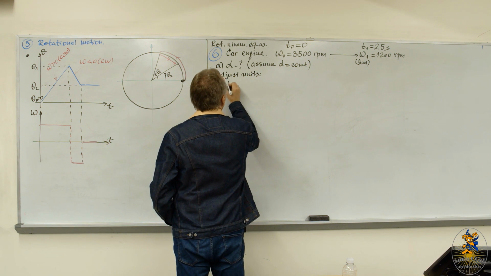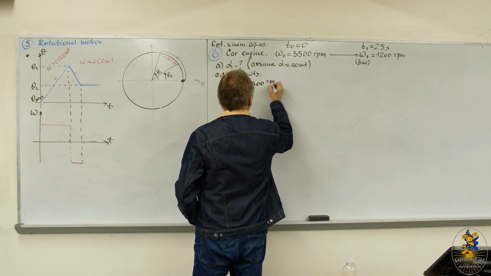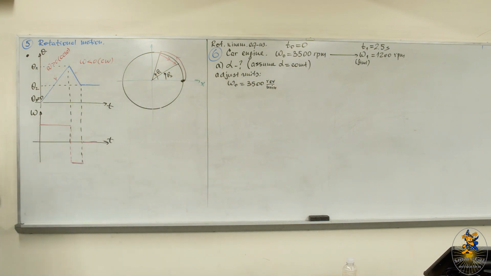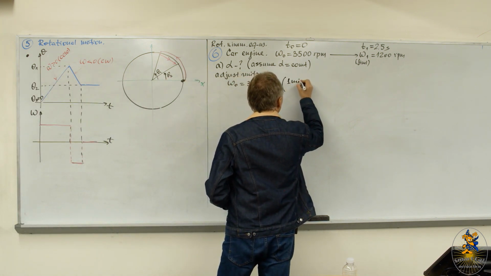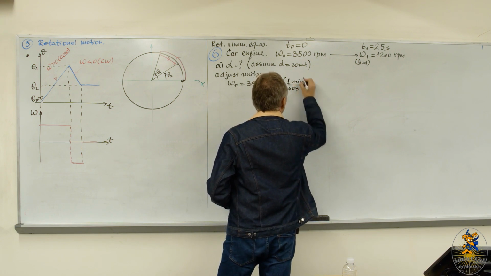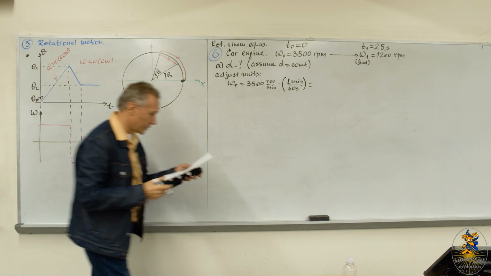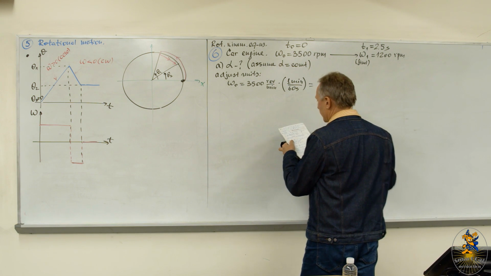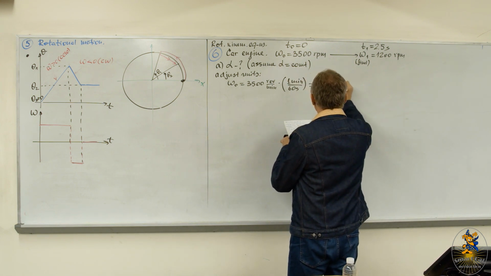So omega naught is 3,500 revs per minute. We just need to get rid of minutes. Very simple. In 1 minute, there are 60 seconds, so just divide it by 60. No way, let me look at my notes. 3,500 over 60 is 58.33 revs per second.